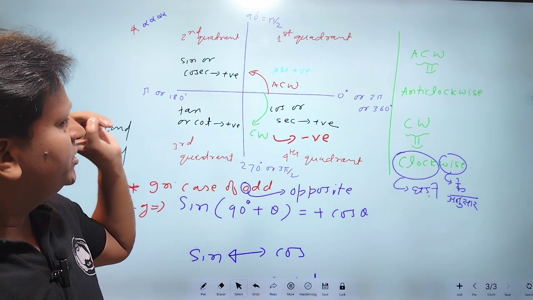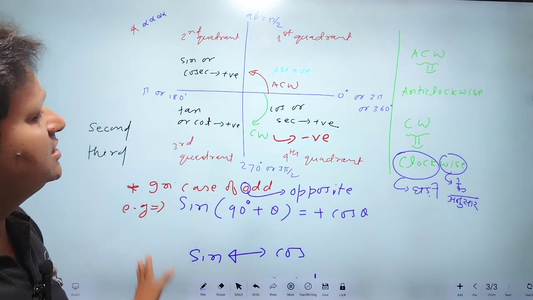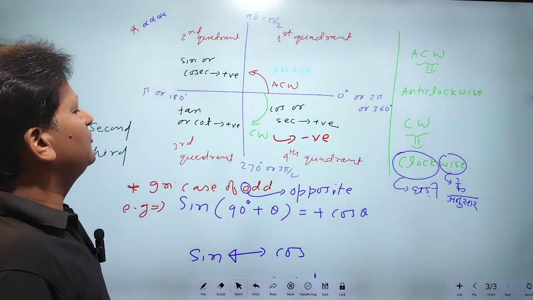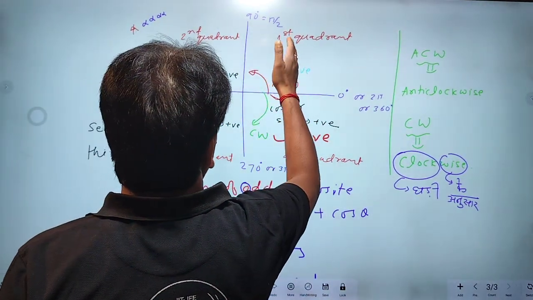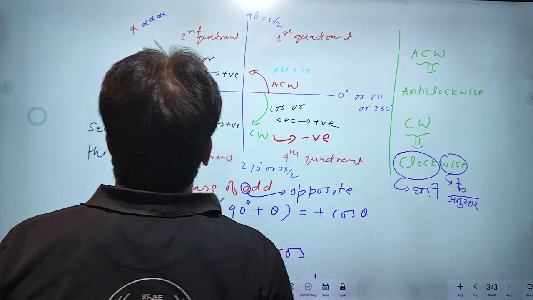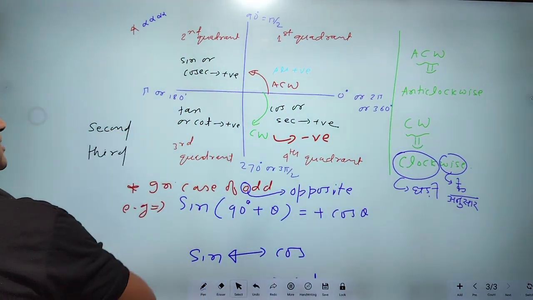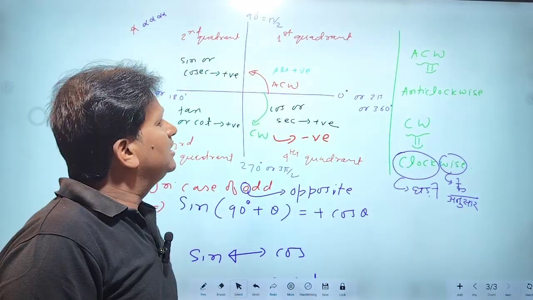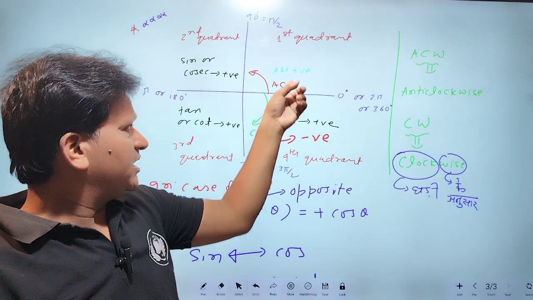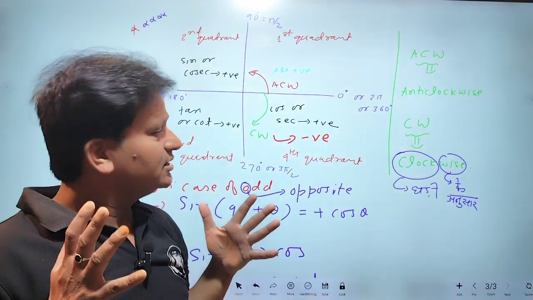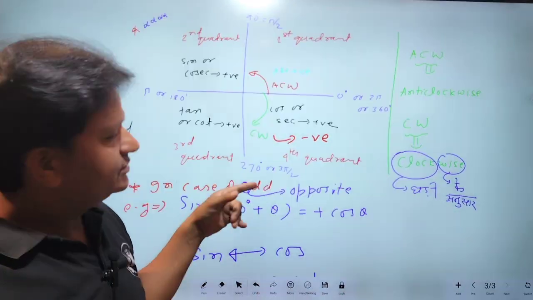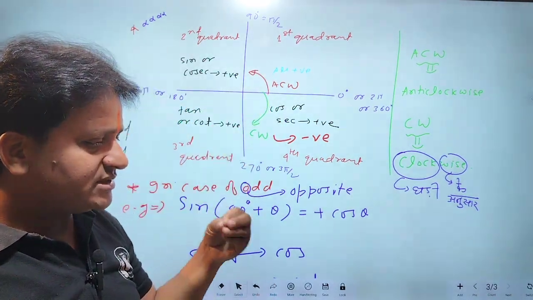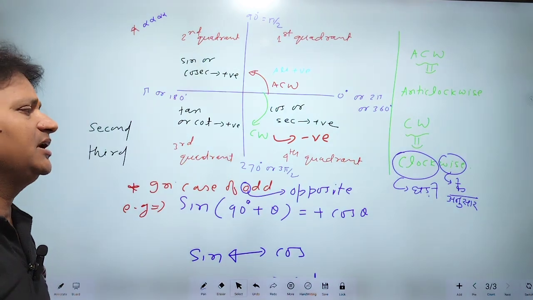First of all, we divide this board into 4 quadrants. This is called the first quadrant, this is the second quadrant, this is the third quadrant, and this is the fourth quadrant. This direction is anti-clockwise, and we take it as positive. This is clockwise, and clockwise is taken as negative.